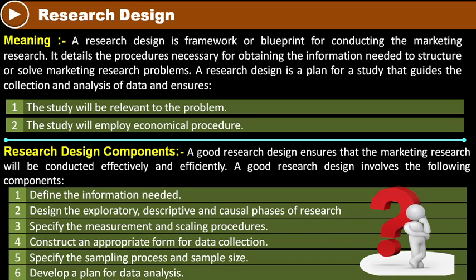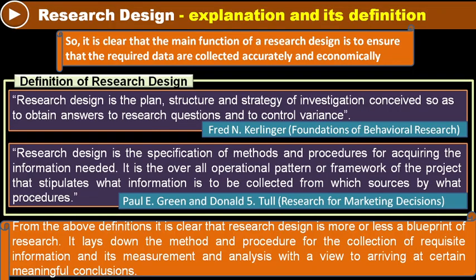Specify the sampling process and sample size: how the sample will be selected and what the size of the sample will be is determined. Develop a plan for data analysis: how the data that has been collected will be analyzed. So a plan is developed for that also. So these are the different components of a good research design. It's clear that the main function of research design is to ensure that the required data are collected accurately and economically. Now we will discuss some definitions of research design.